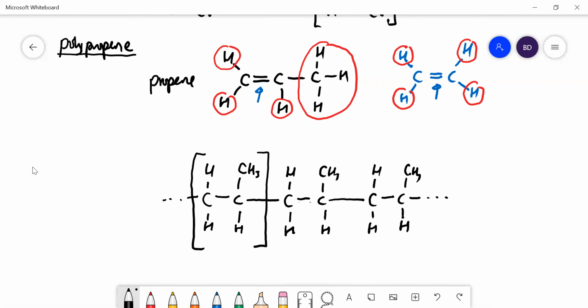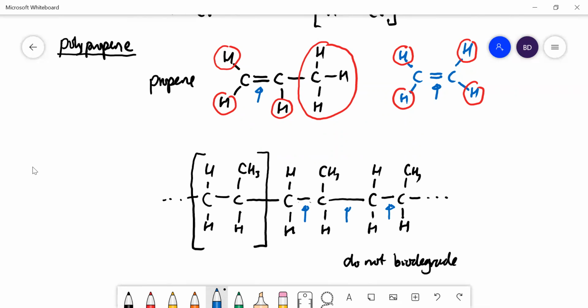Now the problem with all of these addition polymers is that they do not biodegrade. So they hang around for an awfully long time. And that's because microorganisms can't break these carbon-carbon bonds. They just don't have enzymes which can break these carbon-carbon bonds. They're very resistant to change, and they just stay there forever. Okay.